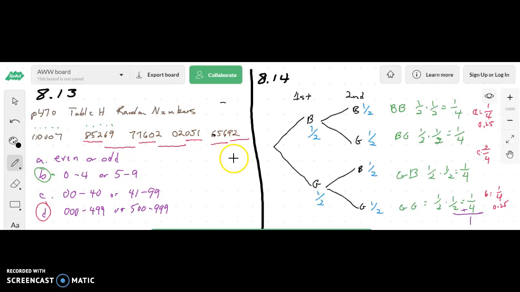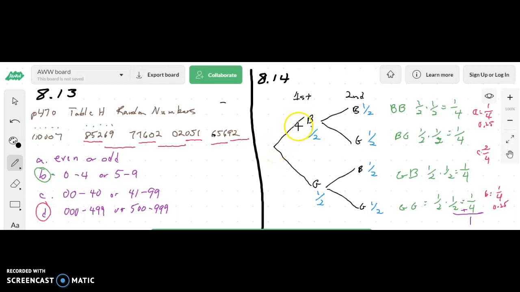Now let's take a look at 8.14. 8.14 says that the probability of a boy being born equals 0.5 or 1/2, as does the probability of a girl being born. So for a randomly selected family with 2 children, what's the probability that, and then they lead that off to go on to the next 3 questions. So our premise here is that we have a randomly selected family with 2 children, and we want to take a look at the various probabilities of their outcomes.